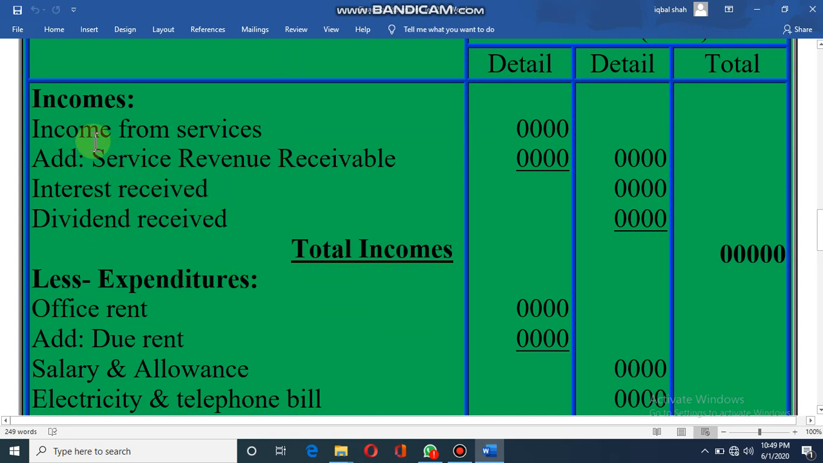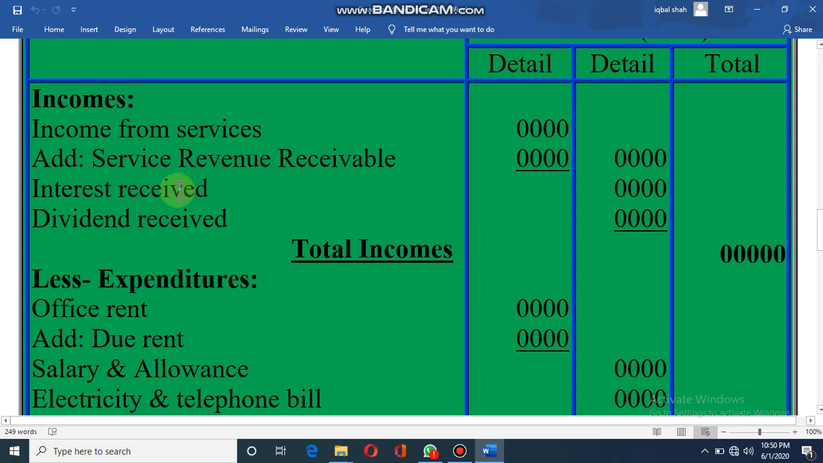In the example, there is income from service, and we add service revenue receivable. That means if any income is outstanding, then we have to add it. If any income is received in advance, then it will be subtracted, dear student. And then interest received from different sources, dividend received, interest received from investment, commission received, any other income. You know that this is chapter 10. From chapters 1 to 9 you have learned different types of income. So here you will write the income from different sources.